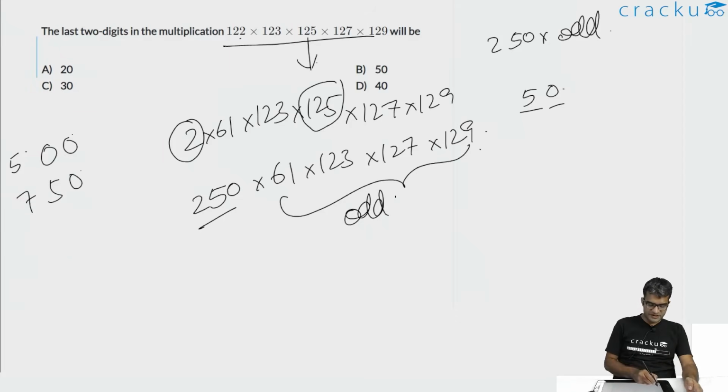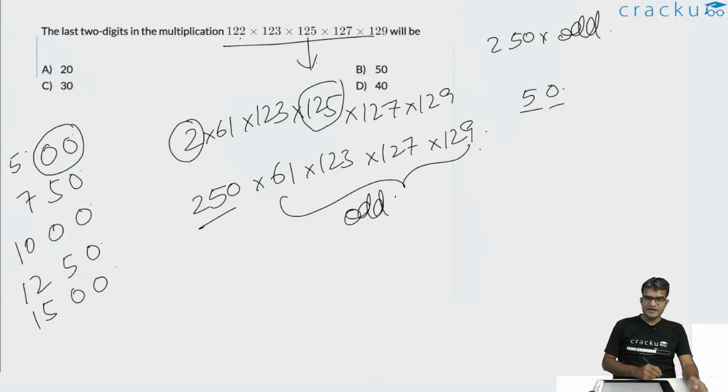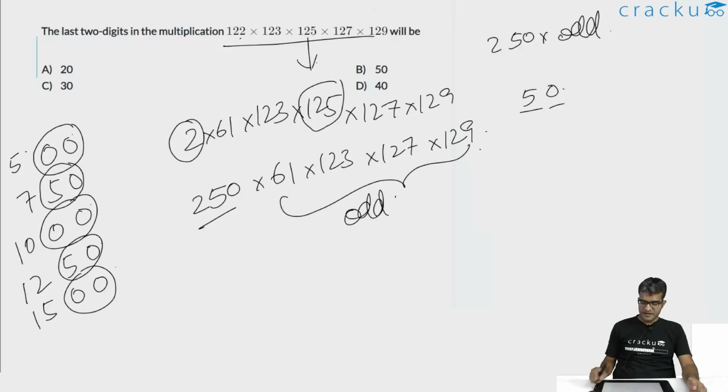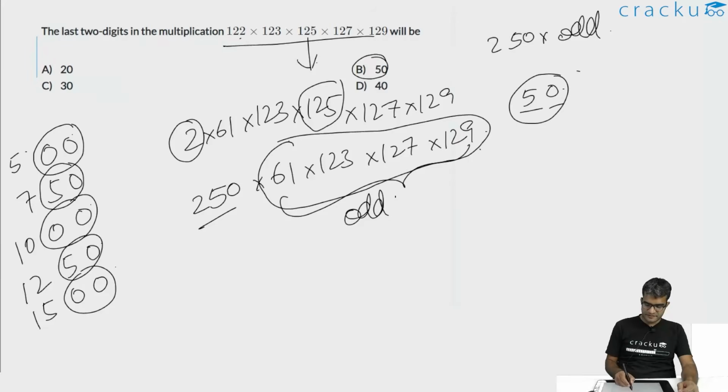250 into 4 will be 1000. 250 into 5 will be 1250. 250 into 6 is 1500, and so on. If the number multiplied is even, we are getting 00. If it is odd, we are getting 50. Again 00, 50, 00 and 50, they keep on alternating. Here this particular number is an odd number. So the last two digits will be equal to 50, which is option B.